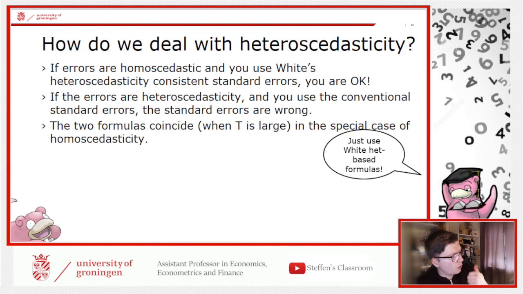Because if you have heteroscedasticity, you fix it, and if you don't have it, it doesn't matter, because they should coincide to the same thing if the sample size is large. So that's one very important thing.